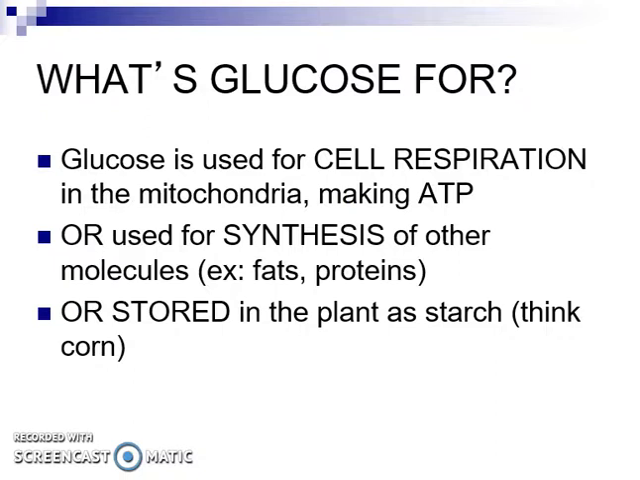Now, what's glucose for? Glucose, again, just to reiterate myself, is used for cellular respiration in the mitochondria, and it's going to make ATP, which is usable energy. Or it's used for synthesis of other molecules, such as fats and proteins, and by used for, I mean it's going to be a building block. It's also going to provide that energy. Or it's going to be stored in plants as starch.